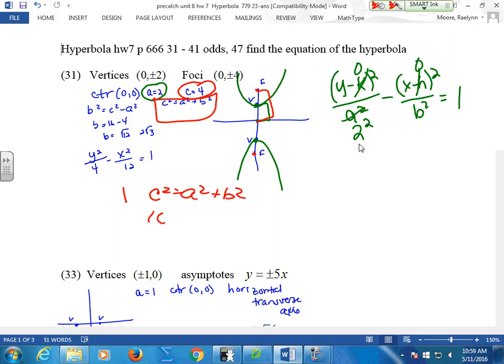So C squared equals A squared plus B squared. C is 4, so 16. A is 2, so 4. All I need is a B squared. Subtract 4, and 12 is B squared. I just need to replace this with 12. I don't need to find my B because I'm going to have to square it again to put it in my equation. When they ask for the equation, I don't need your asymptotes, or all those pieces, or what your points are. I just need you to get me the equation. So when I rewrite this, y squared over 4 minus x squared over 12 equals 1.